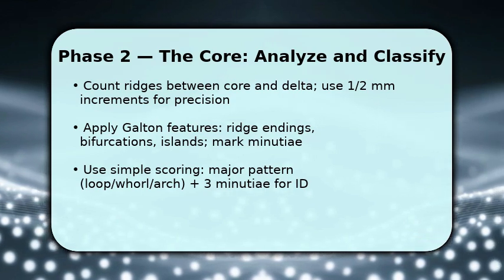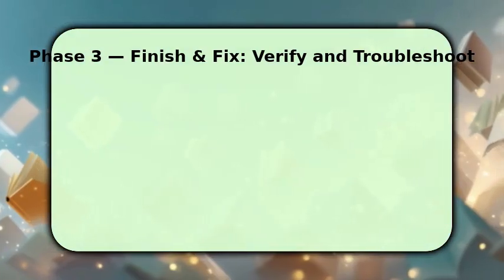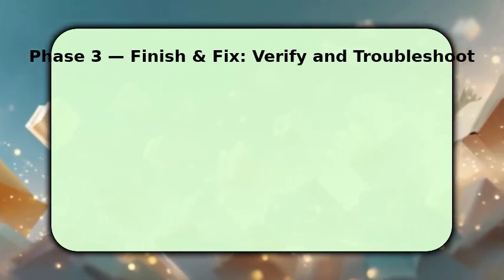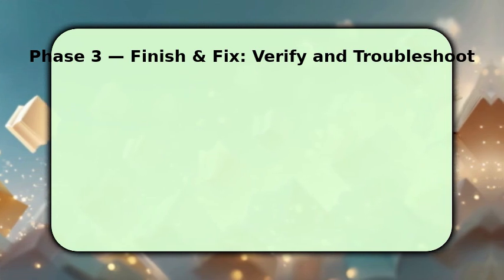You finish by verifying and documenting. Cross-check your classification with a second observer or a reference template to confirm the label. Make sure to record a confidence percentage.